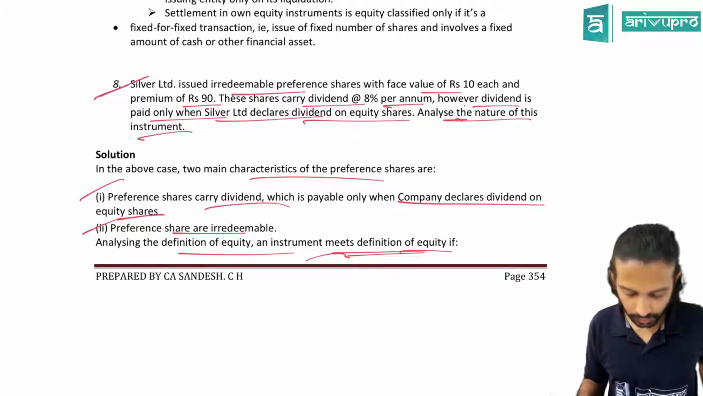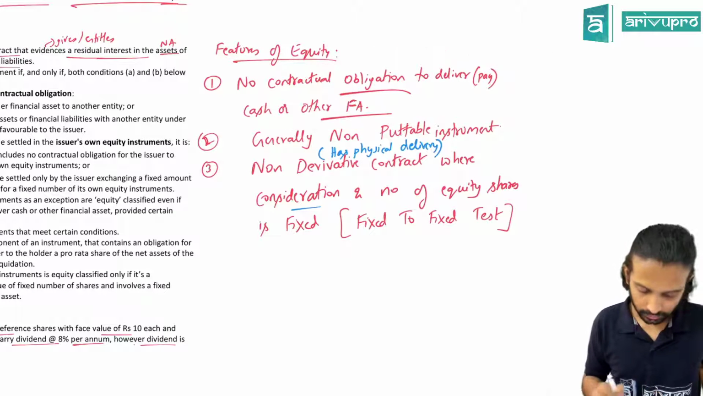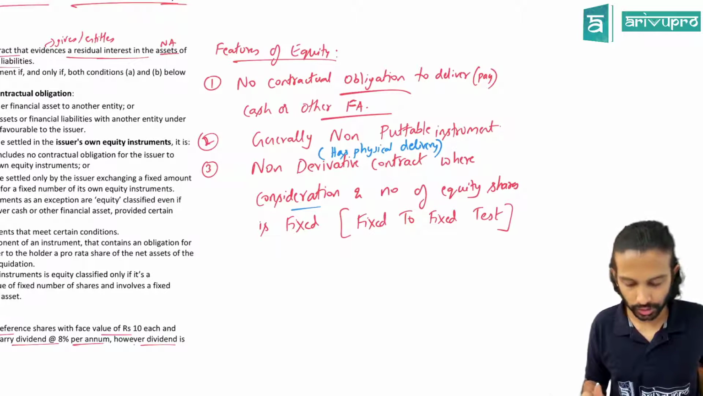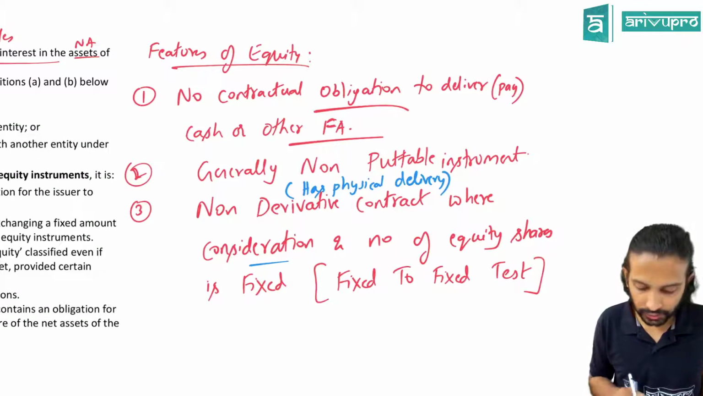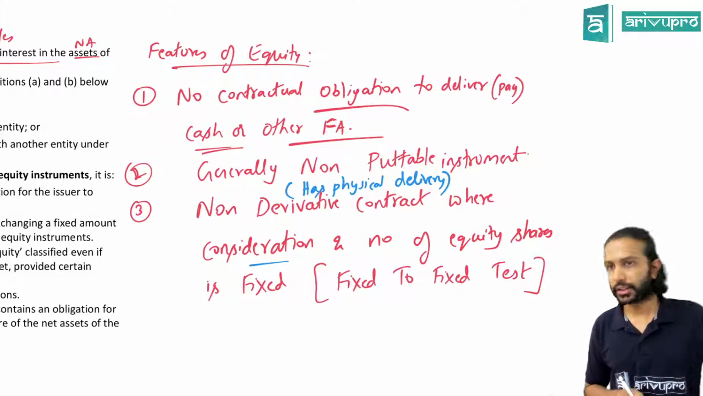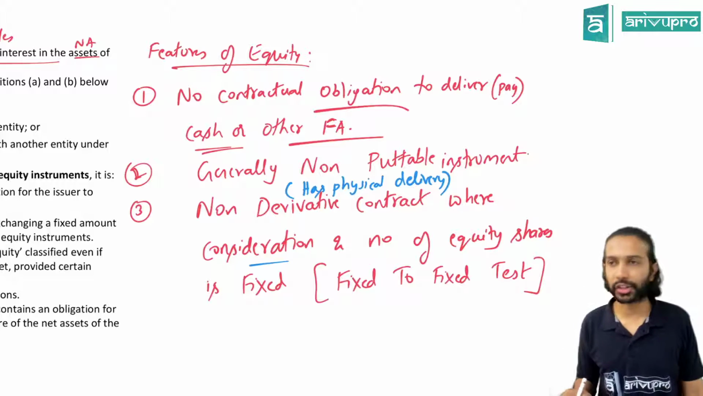In a feature of equity, there is no contractual obligation to pay or deliver cash or a financial asset. Does that apply for interest also? Dividend also, yes. When I say cash here, cash includes what? Interest, dividend, everything, whatever you're paying. Principal, interest, face value of capital, everything. Cash means everything, no?